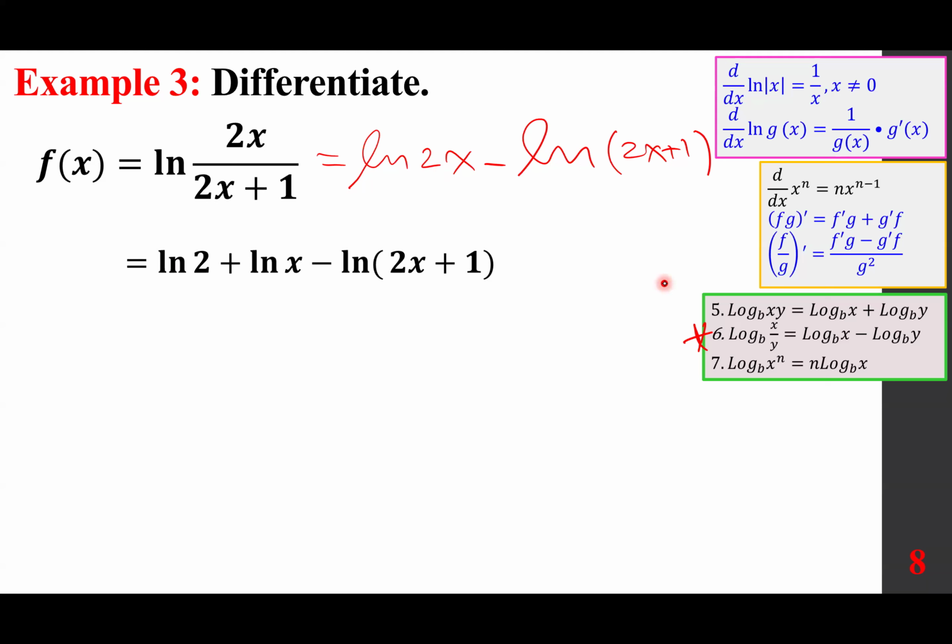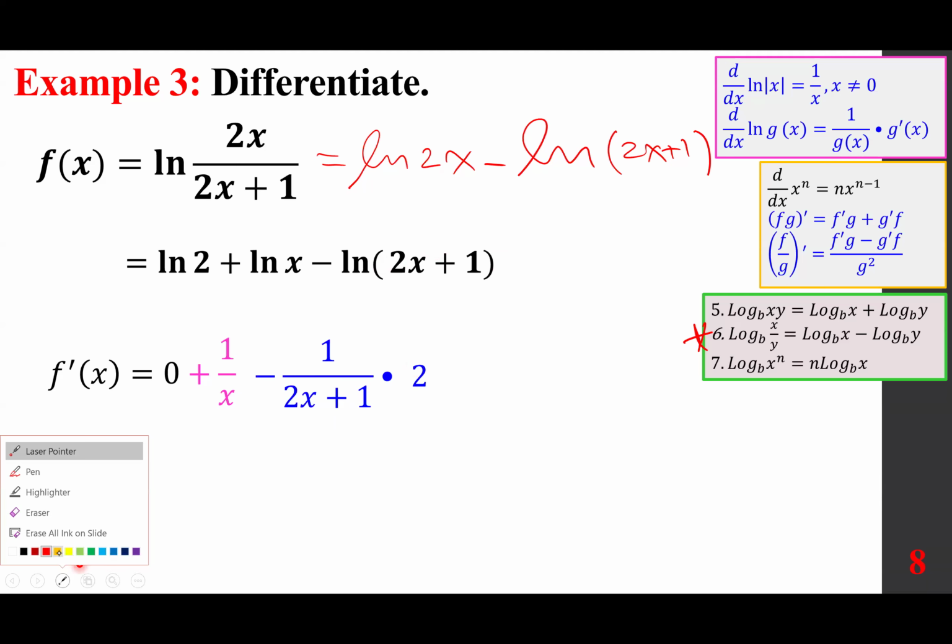F prime of x equals ln 2 is a number, 0. Minus ln x, 1 over x. Again, ln 2 is a number, everybody. Minus, following this, ln of g of x, 1 over g of x, that means minus 1 over 2x plus 1, times g prime, the derivative of the parentheses is 2, and this is the extent of the calculus. This is done as far as calculus is concerned.